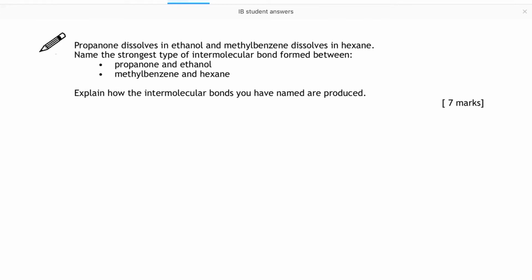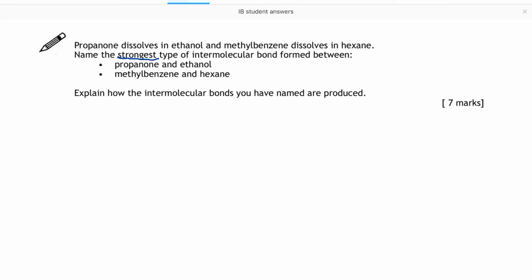Propanone dissolves in ethanol, methylbenzene dissolves in hexane. Name the strongest, we need to be clear here, type of intermolecular bond formed between them. Explain how the intermolecular bonds you have named are produced. This question was for 7 marks, so it's a long answer question.